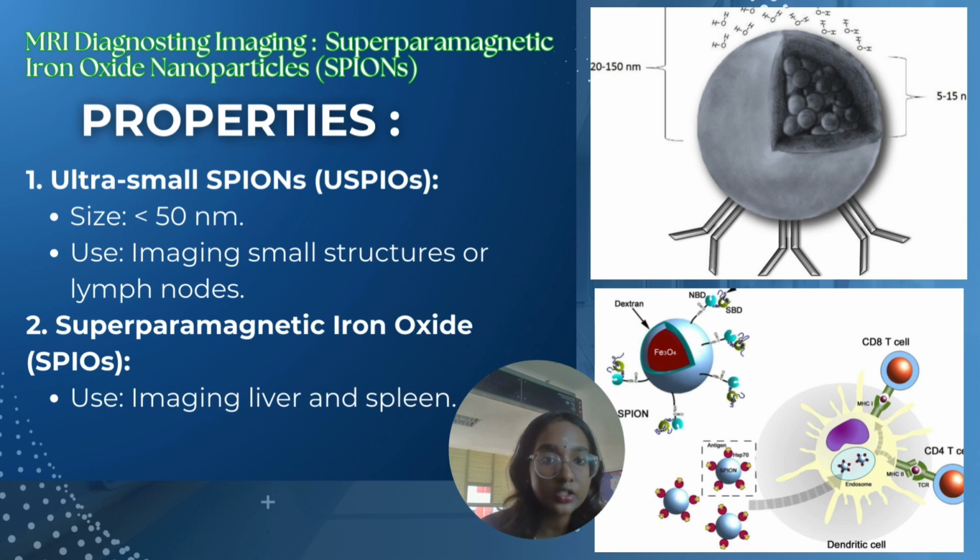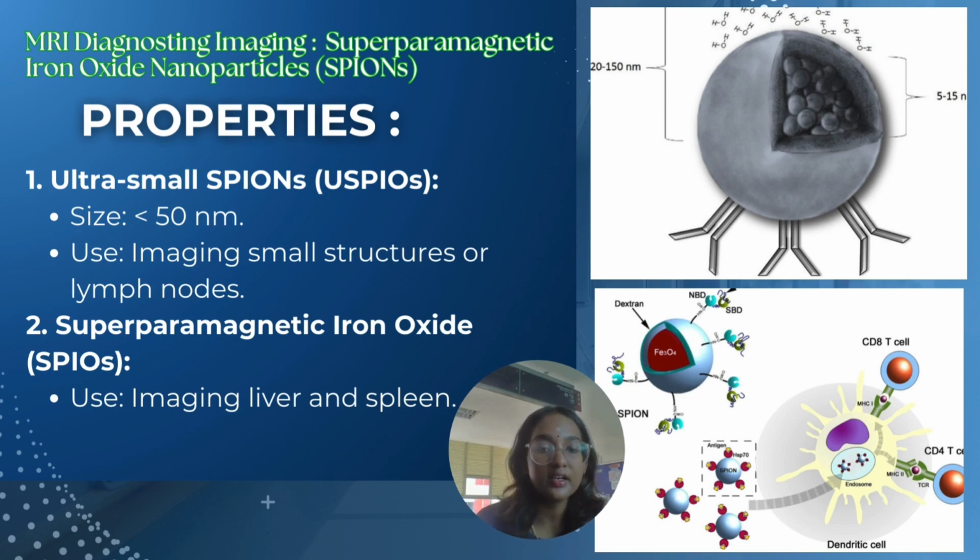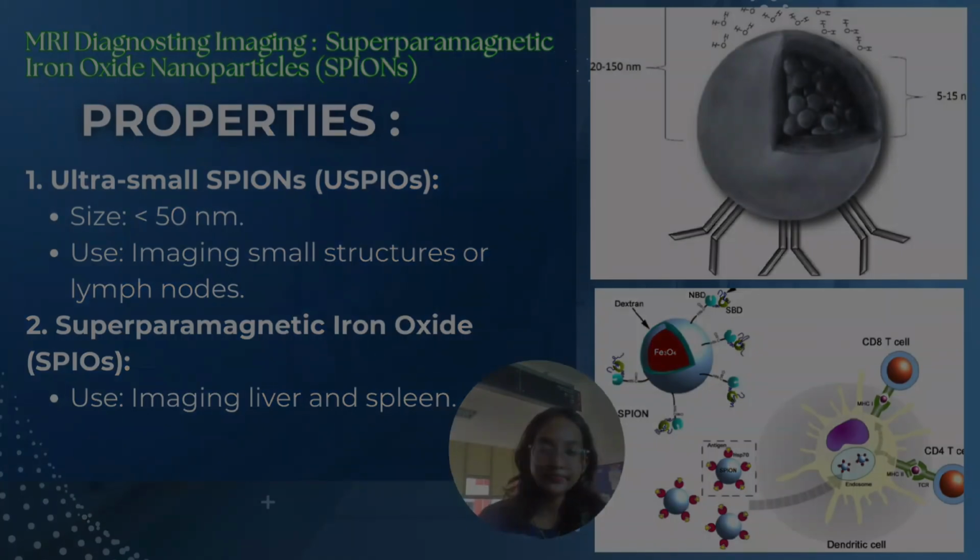The first one is ultra-small superparamagnetic iron oxide nanoparticles, which are smaller than 50 nanometers in diameter, used for imaging similar anatomical structures or for lymph node imaging. The second one is superparamagnetic iron oxide, which has larger particles typically used for liver and spleen imaging.